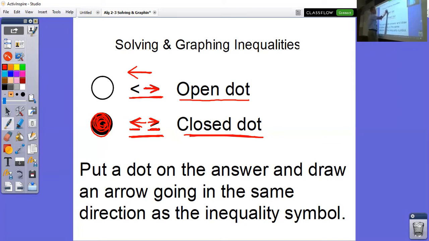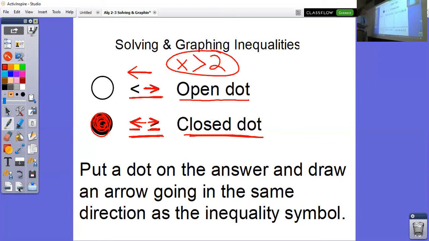Now, that only holds true if you put the answer in the correct form. Remember, your answer has to be a variable, a letter, then your inequality symbol, then your number. You have to have it in that order for that little shortcut to work, that the arrow points in the direction of the inequality symbol. So make sure that your answers are in this form.